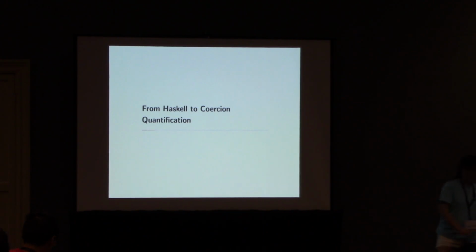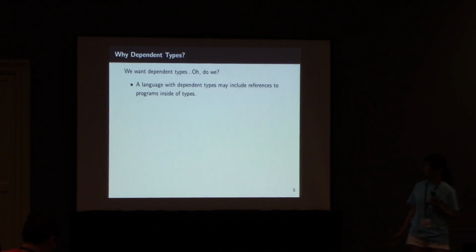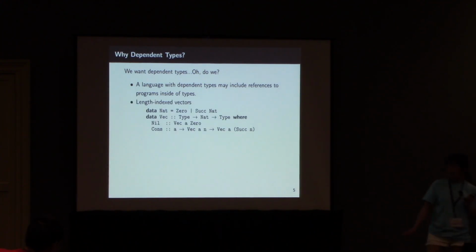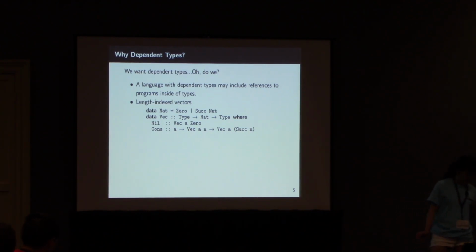We said that the long-term goal of our project is dependent Haskell. So the first question that comes to mind is, why do we want dependent types? When we say a language has dependent types, we mean that there could be some references to programs inside types. For example, for vectors, we can encode the length of the vector in the type signature of vector. Here, we define this natural number, which is either a 0 or a suc of another natural number.